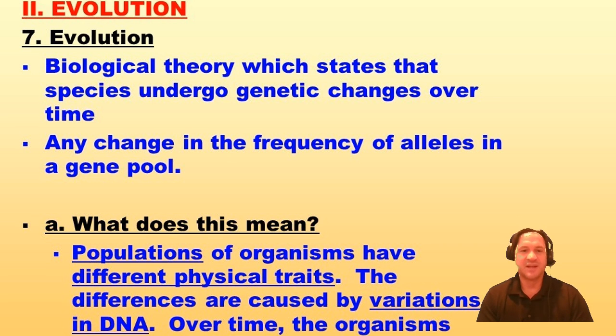So what does this mean? Well, populations of organisms have different physical traits. And these differences in their physical traits are caused by variations in DNA. Over time, the organisms with the best traits tend to survive and reproduce. Therefore, their alleles in the gene pool will become more common.